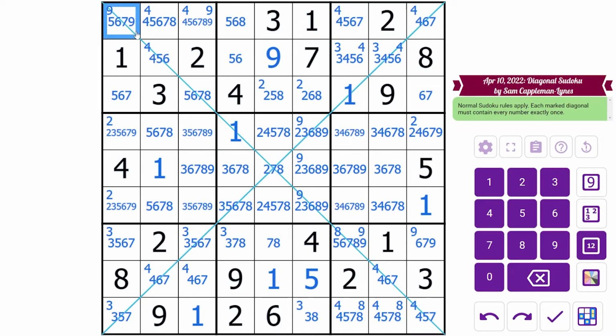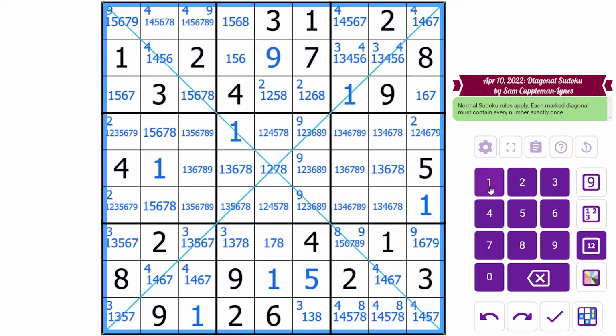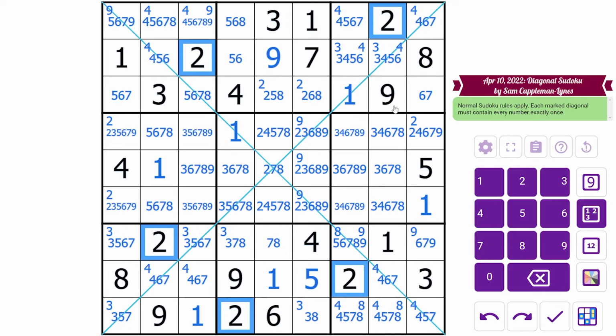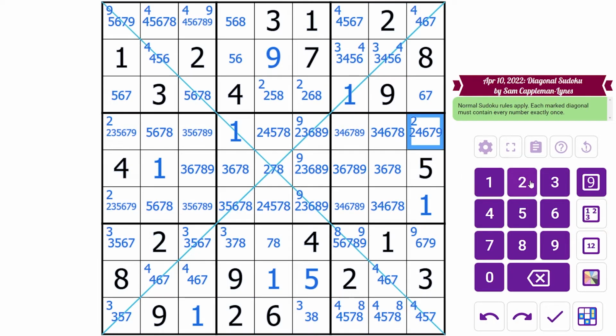Fantastic. So I'm going to highlight the board. Hit 1, remove 1, hit 1, remove 1. Okay. So now 2s. When we're looking at 2s, Sudoku, 2 can only go there.